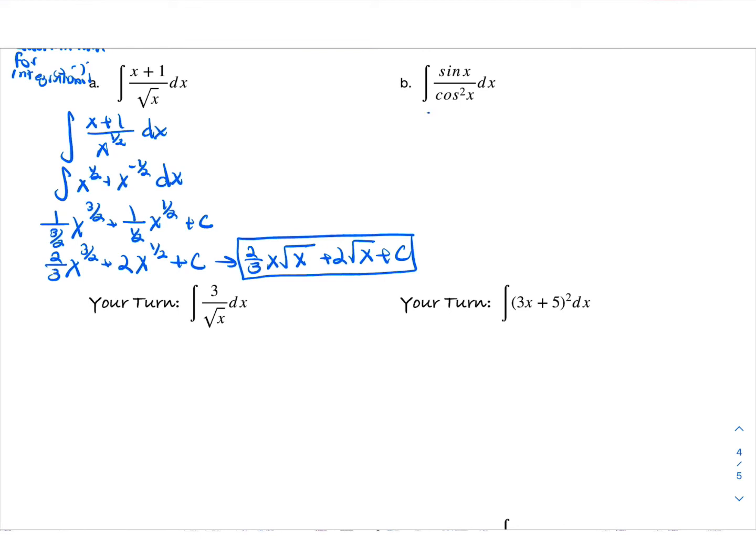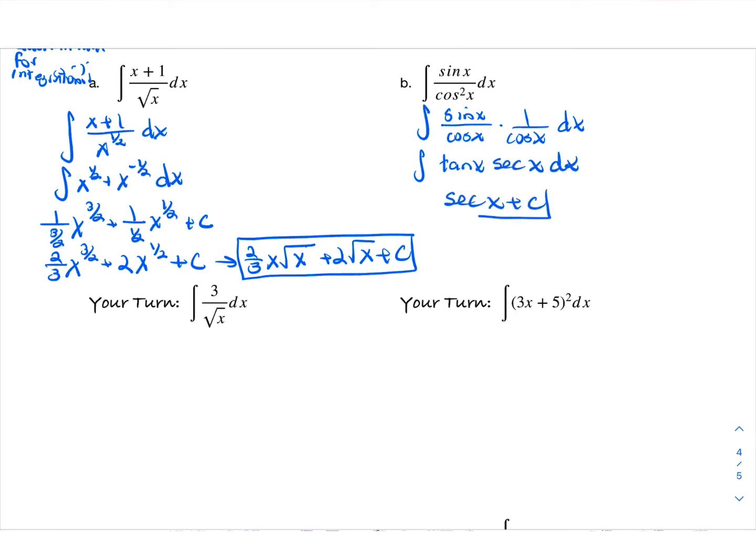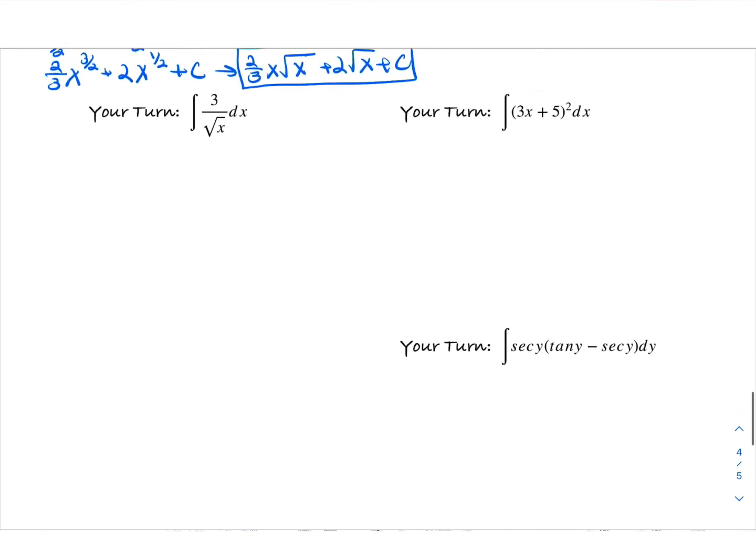Okay. Likewise, in trigonometry, we're going to have to do some simplifying of our trig expression. So I'm going to break up my cosine to sine over cosine times 1 over cosine. And I know sine over cosine is tangent of x, and 1 over cosine is secant of x. And then we know the integral of tangent x secant x is just secant x plus c. Okay, you try the next few.